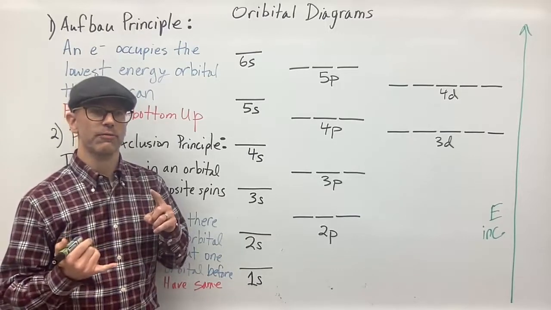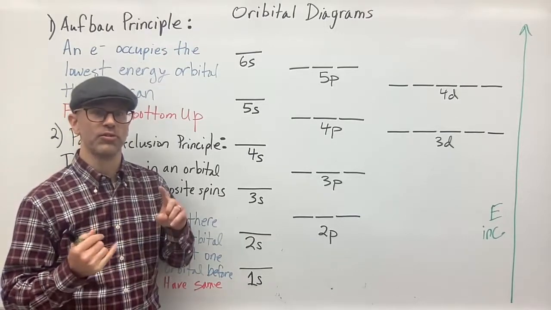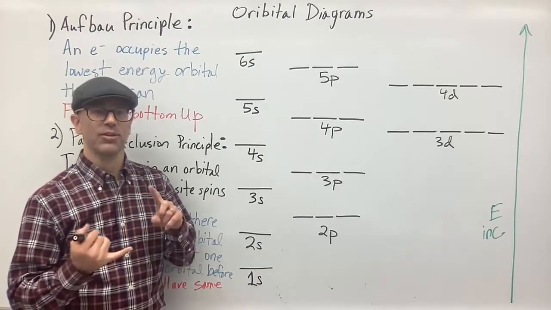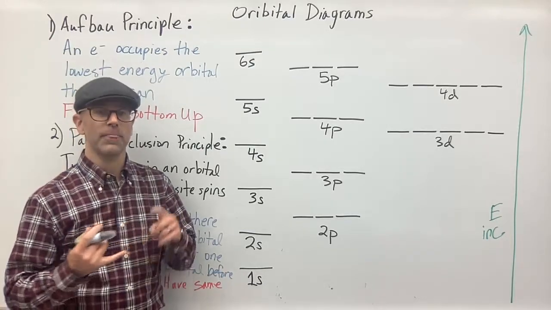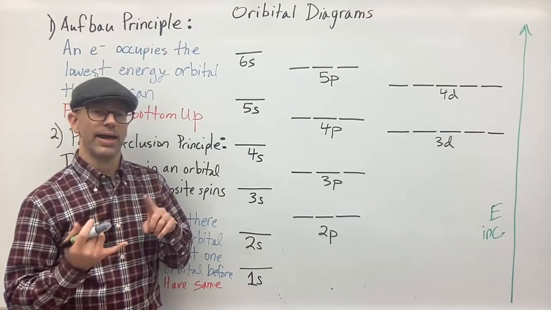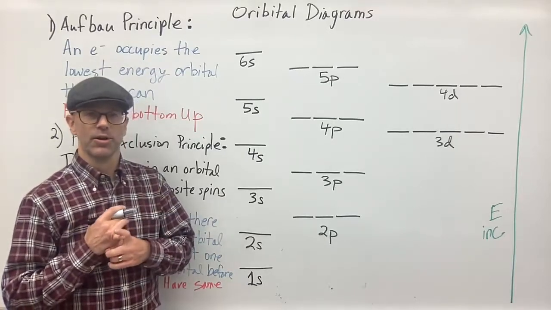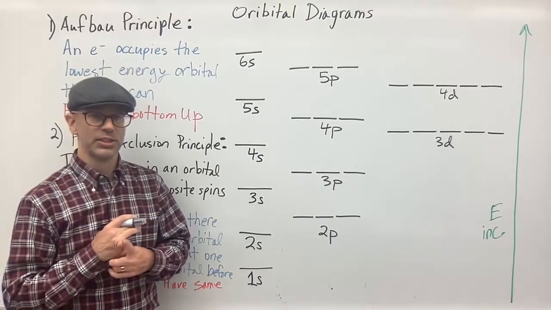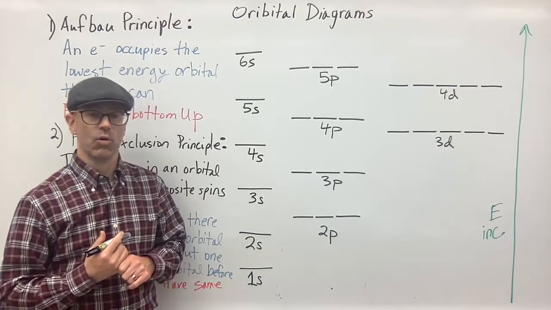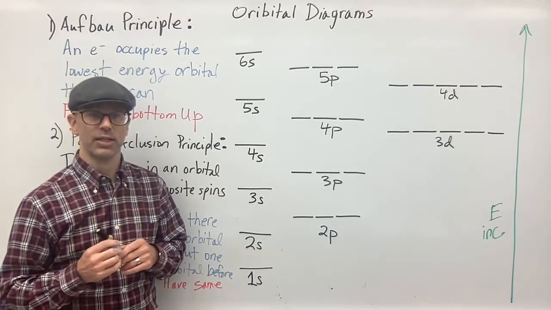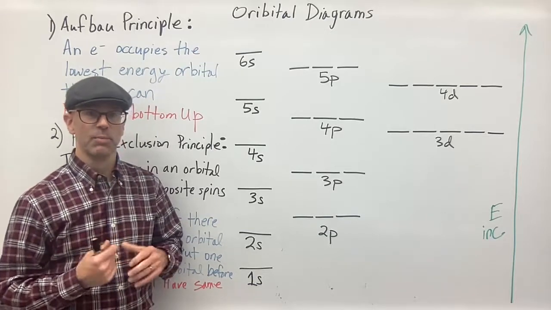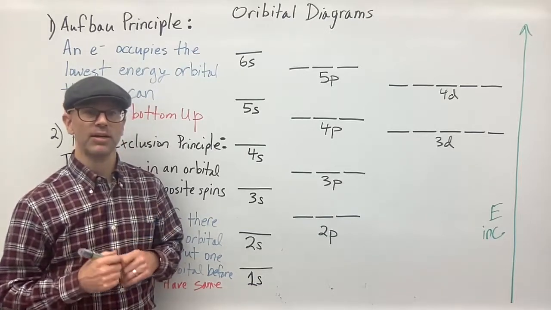So the few things that we need to know about orbitals is that they are described by their energy level, their energy sublevel. They are described by their shape, and they are described by their orientation in space, as well as the number of electrons in there, or the spin of the electrons, which is describing more of the electron than the orbital itself. But these are things that we need to keep in mind.